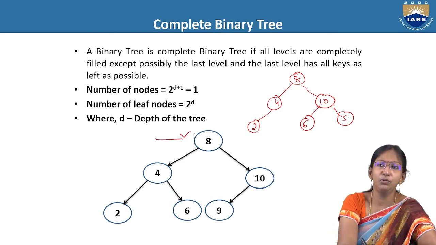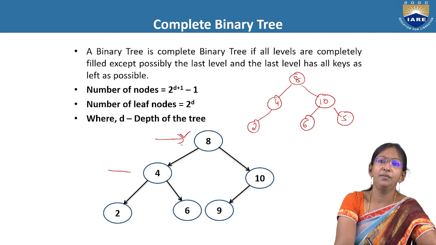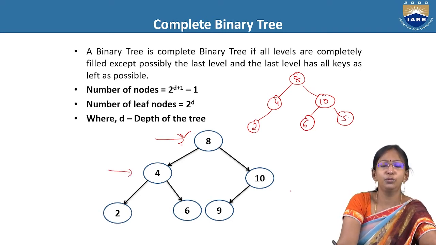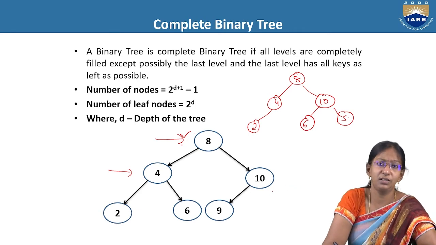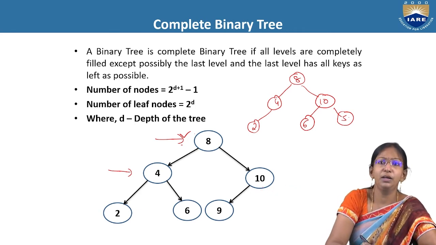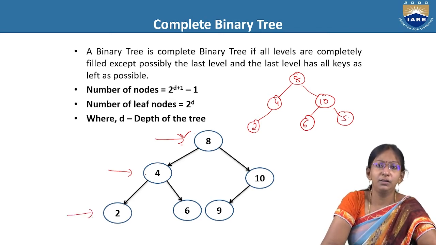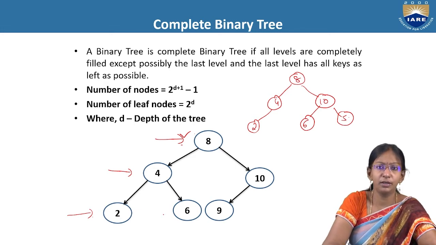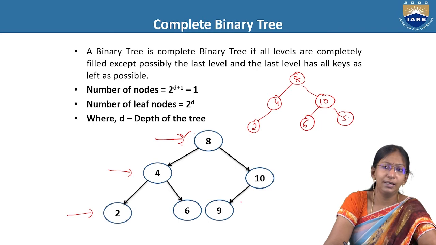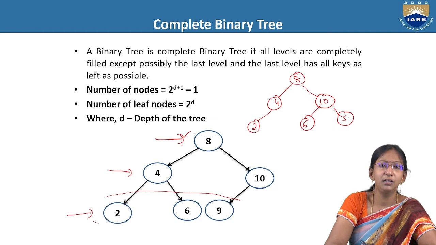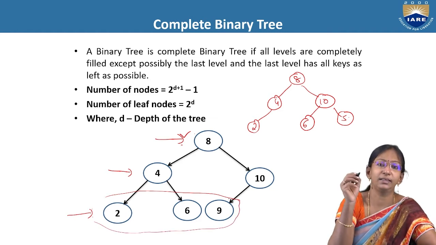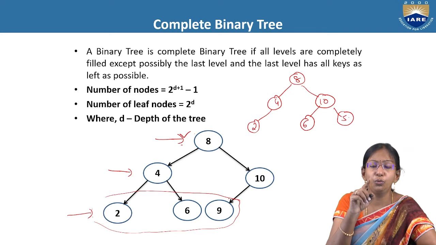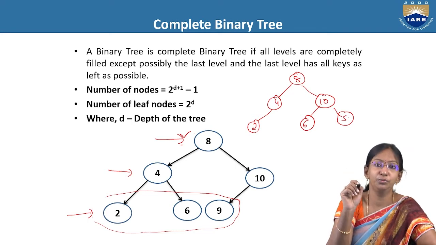Here, level 0, root is present. Level 1 must be filled with 2 values, that is, one is the left value and the other is the right value. It is filled. Coming to level 2, the first node, 4, is having 2 children. 10 is having a single child. Even though level 2 is not completely filled, all the elements are filled from left to right. Have a look at this one. Only the right child of 10 is missing.